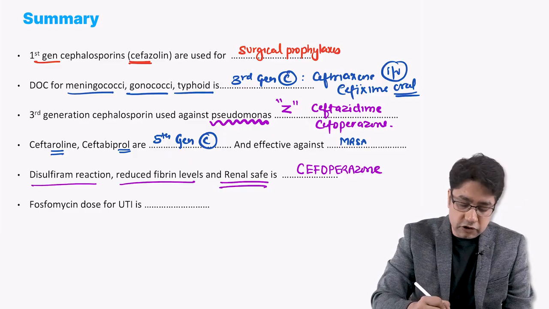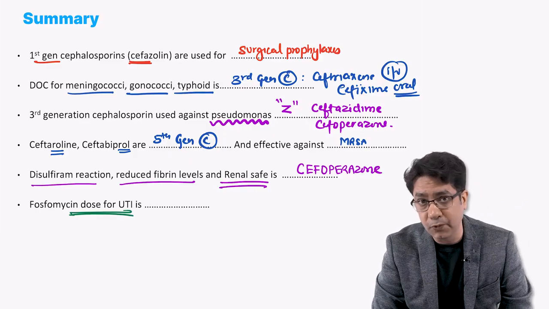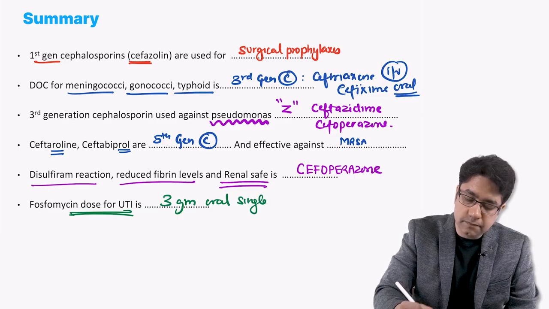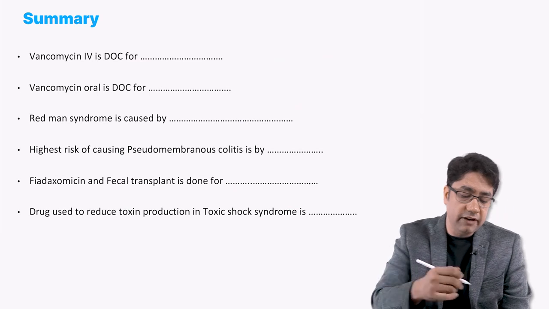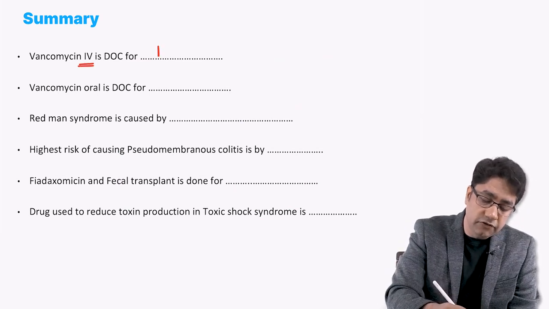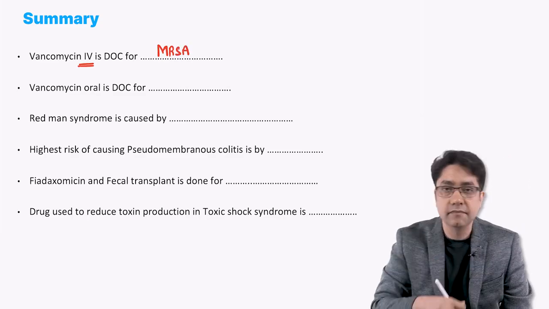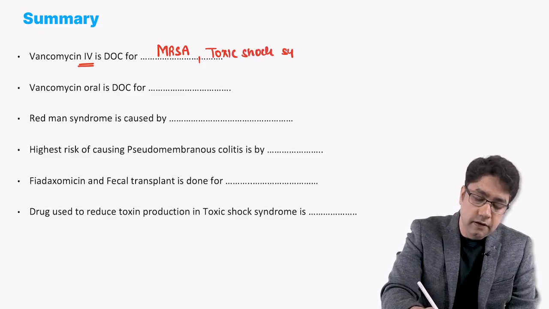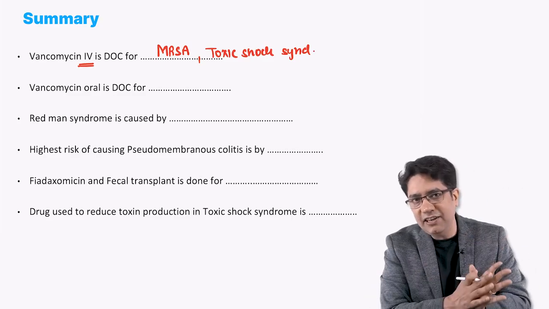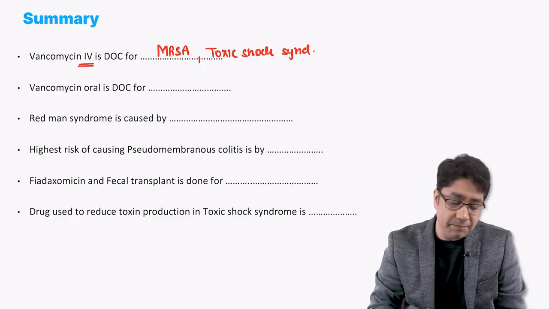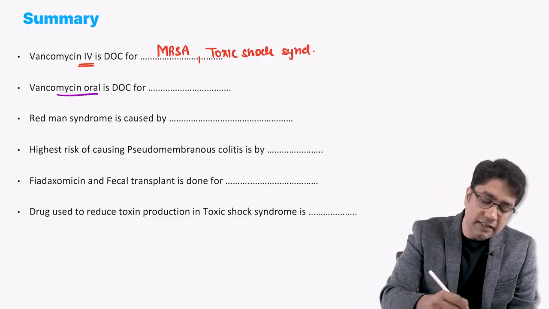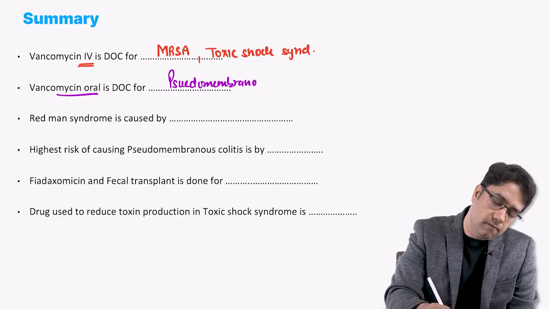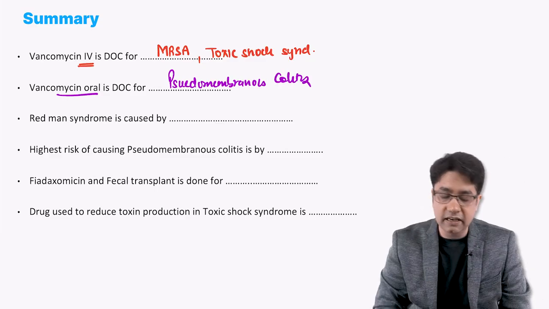Now what is the dose of phosphomycin for the treatment of UTI? It is given as a 3 gram oral single dose. Now the next question, vancomycin IV. It is the drug of choice for MRSA. It is also the drug of choice for toxic shock syndrome. And it is also the drug of choice for enterococcal endocarditis resistant to ampicillin. While vancomycin oral is given for pseudomembranous colitis caused by Clostridium difficile infection.